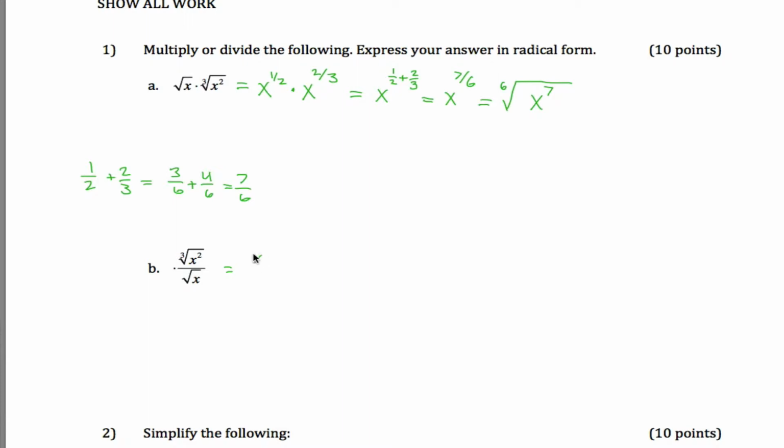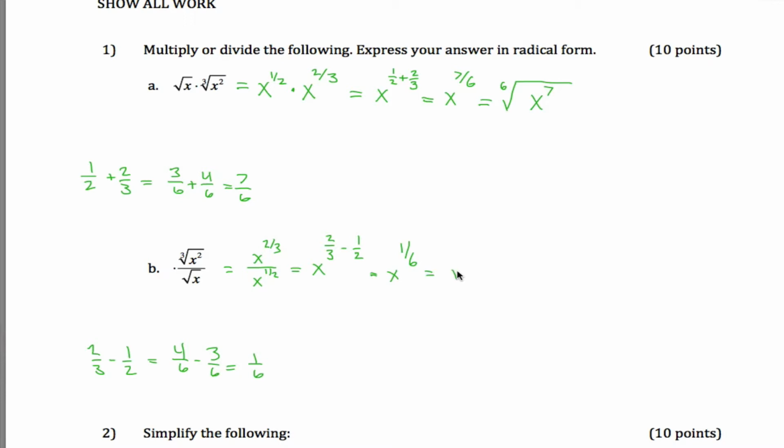Down here, kind of the same idea. Again, it'll help to express things in exponent notation. So here I have x to the 2/3 power divided by x to the 1/2 power. This ends up being x to the 2/3 minus 1/2. Same basic idea, except now instead of 1/2 plus 2/3, I have to do 2/3 minus 1/2. An easy way to think about it is 4/6 minus 3/6, which is just 1/6. So my answer is x to the 1/6 power, which is almost the final answer.